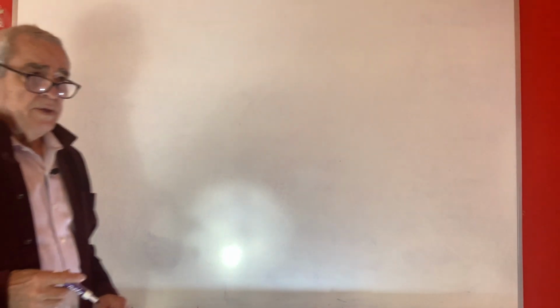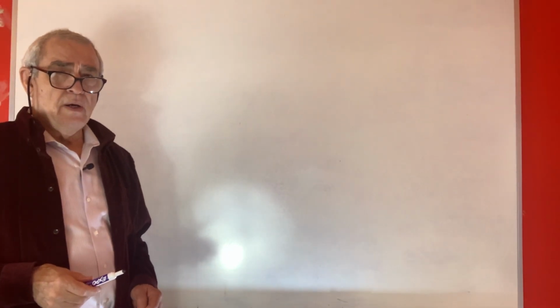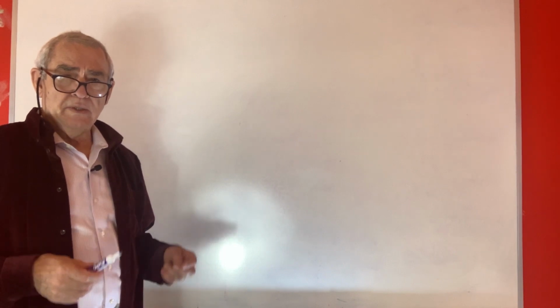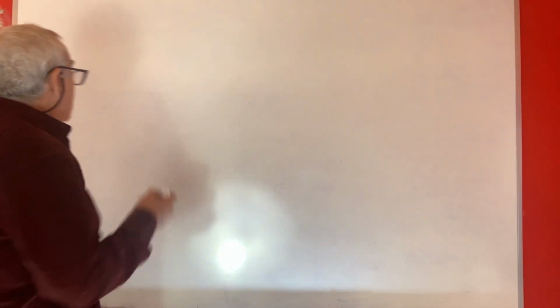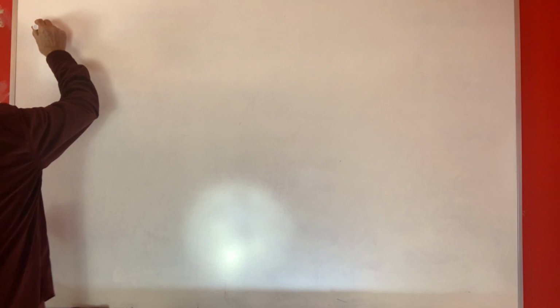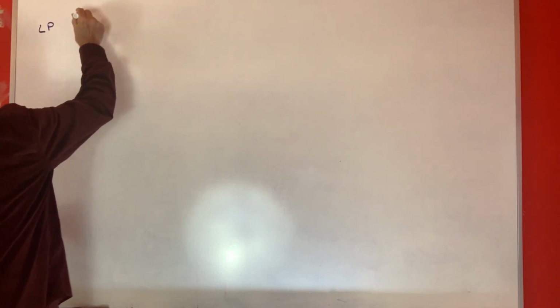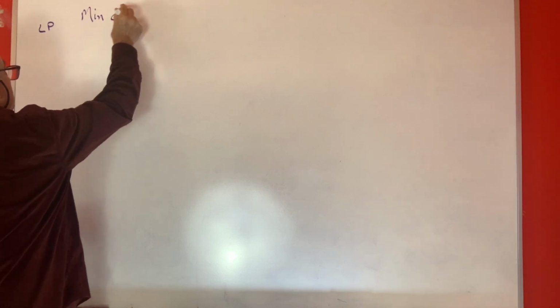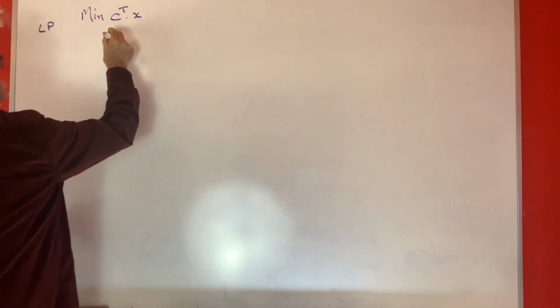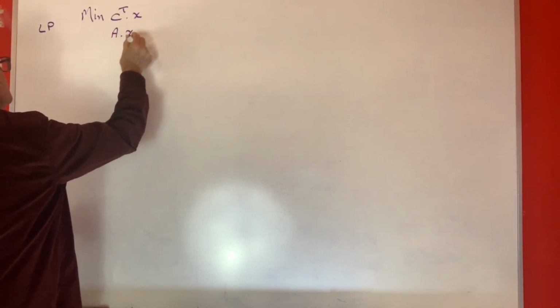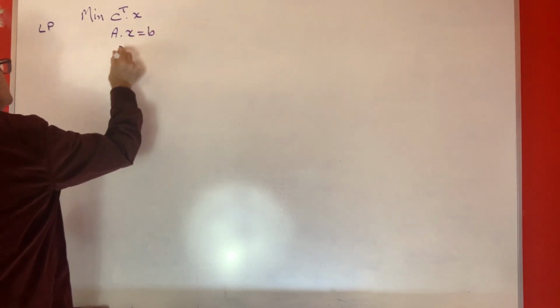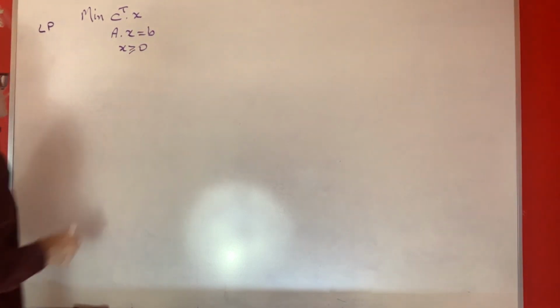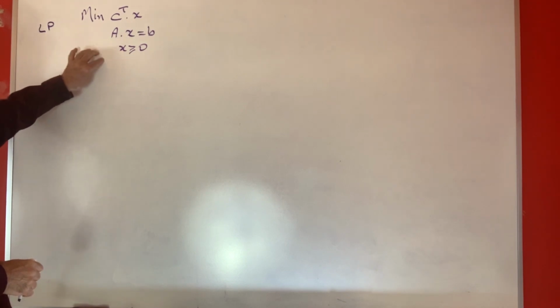So I'm going to define what the dual of the linear program formulated in the standard form is. So here's the LP. It's minimize C transpose times X subject to A dot X equal to B, X greater or equal to 0. So this is the linear program formulated in the standard form.